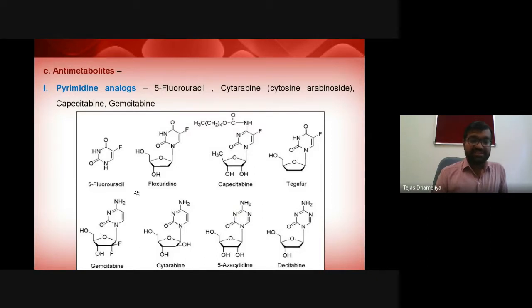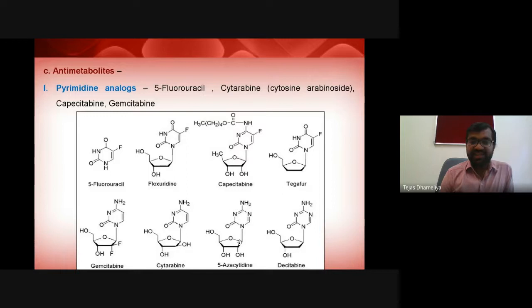Then gemcitabine is also that kind of cytosine analog, but the structural difference is that in the sugar portion, the C2 position of the sugar is composed of two fluoro groups. Okay, and this gemcitabine and cytarabine basically are going to act against the DNA polymerase enzyme. So cytosine arabinoside analog, this gemcitabine, will inhibit the DNA polymerase enzyme as well.